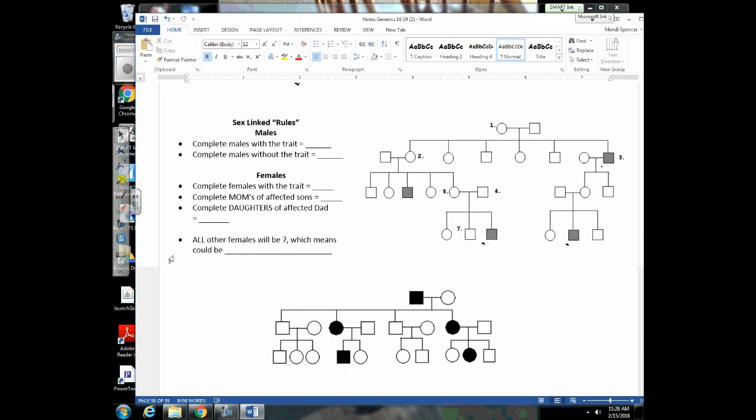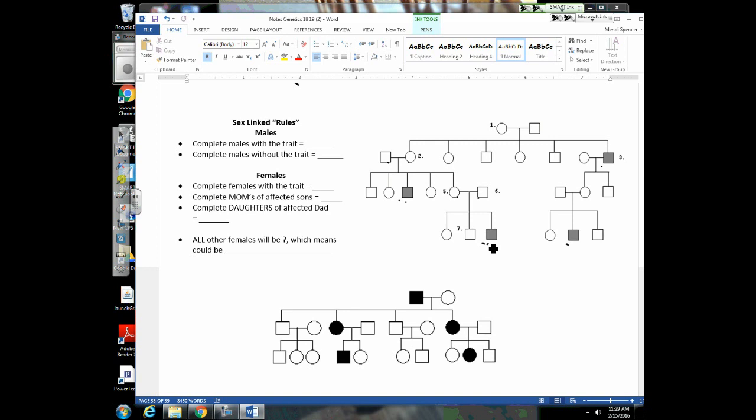Now, obviously, this next trait is a sex-linked trait because we can see that we have all males developing this characteristic. And we can also tell that it's recessive because we have skipped generations. So here's two parents with a child that has it. Here's two parents with a child that has it, and so on. So there's plenty of skipped generations telling us that this trait is a recessive trait.